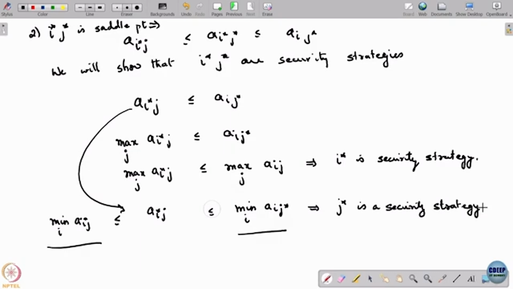In other words, once the V upper bar and V lower bar are equal, there is no difference between saddle points and security strategies. Conversely, if a saddle point exists, then automatically you will get for free that the V upper bar and V lower bar are equal, because the saddle point has to comprise of security strategies. So, if there is a saddle point, it comprises of security strategies, and the saddle point value is actually equal to V upper bar and V lower bar. Okay.